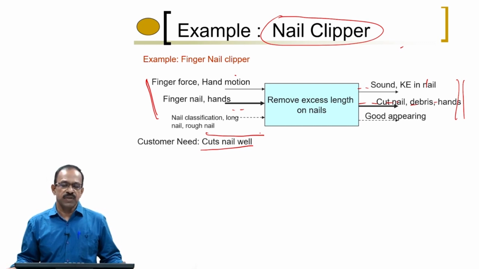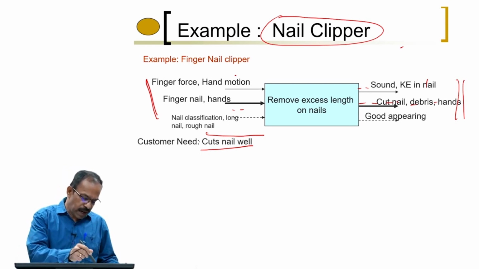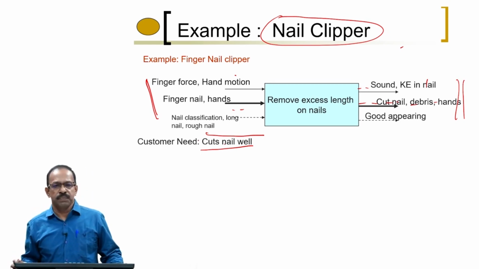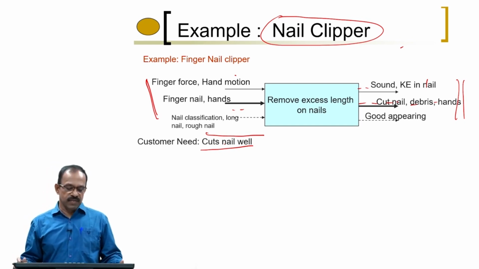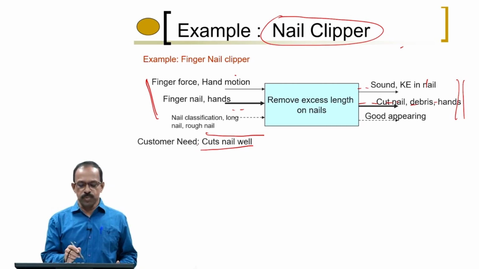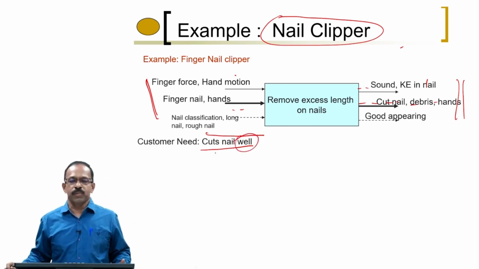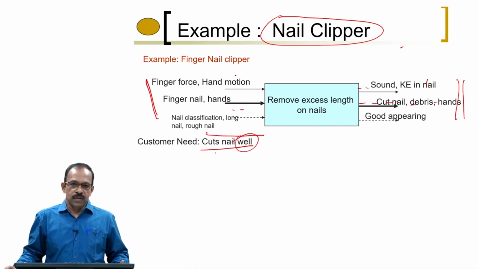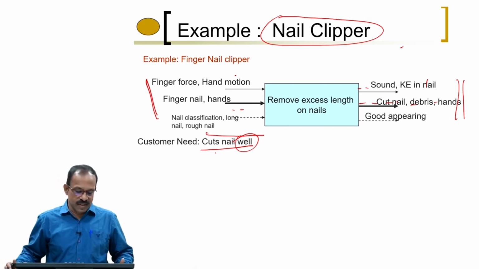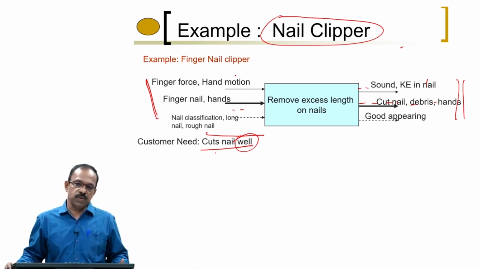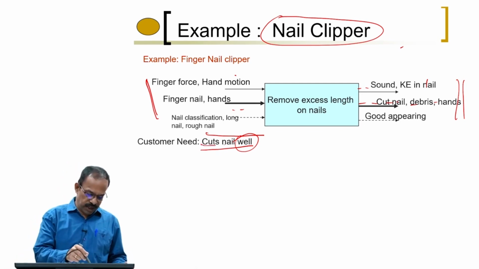Now, as a designer, we need to understand how "cuts nail well" happens in the product and what the functions involved in cutting the nail are. If we know that, then we can see how those functions can be improved to meet the requirement of cutting the nail well. So, if you are interested in developing the product to satisfy this customer requirement, we should know what function to modify or improve to get this particular requirement.